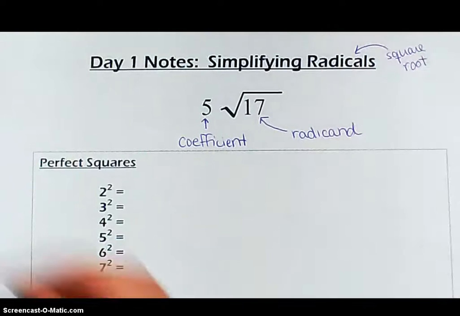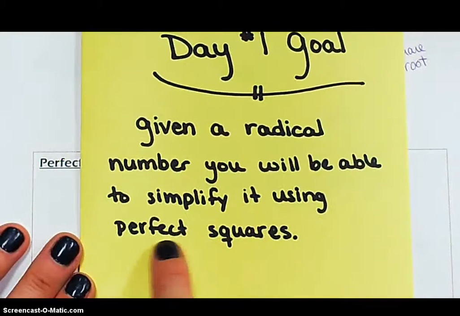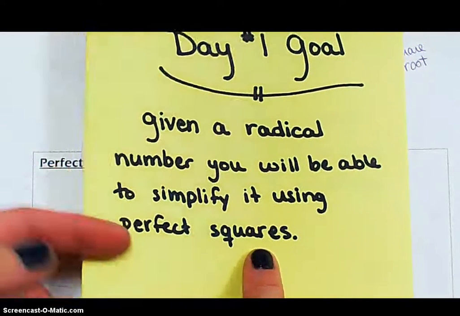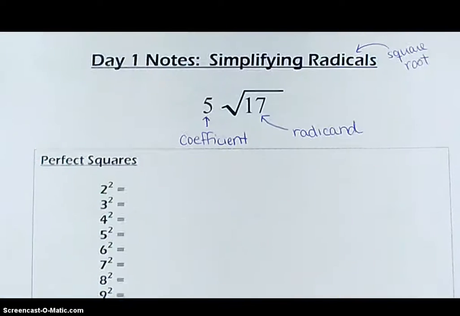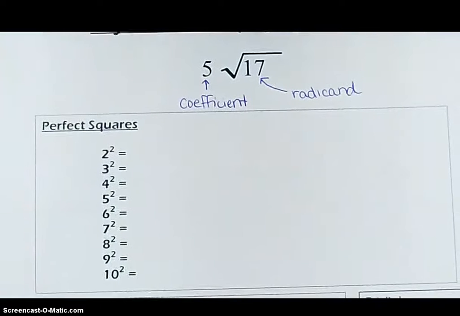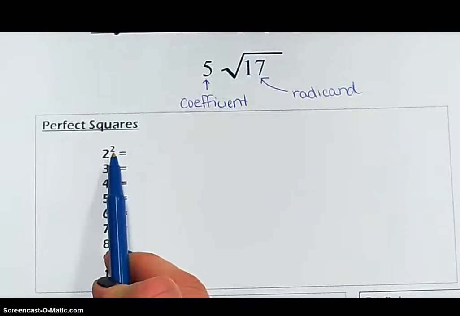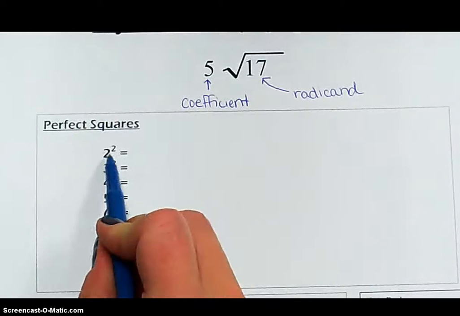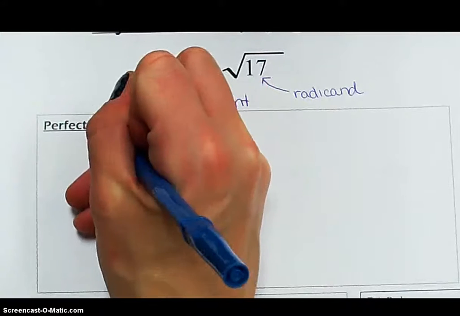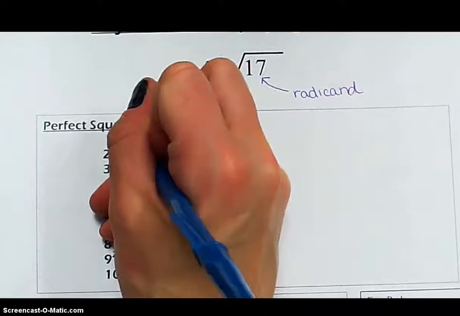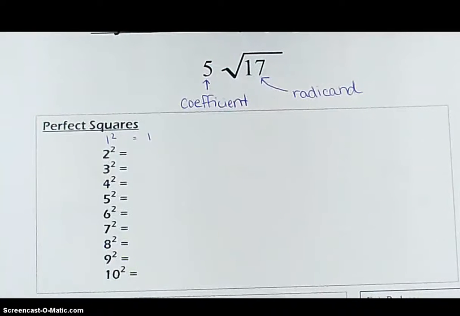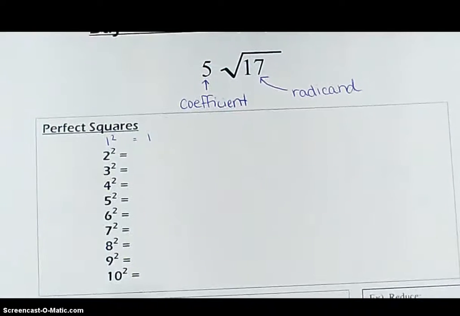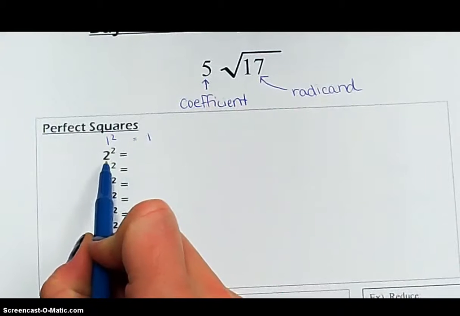Okay, so part of our goal today was that we are going to simplify our radicals using perfect squares. So let's take a little reminder about what our perfect squares are. So our perfect squares are the numbers that you get when you square our whole numbers. So if we take a look here, well, first off, we should put 1 here. 1 squared is 1. However, we're not typically going to use 1 when simplifying. Our next number, 2 squared.